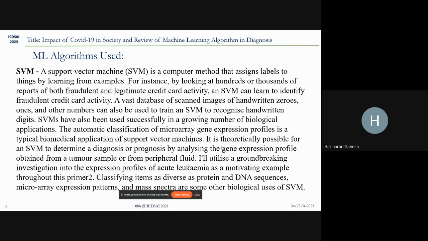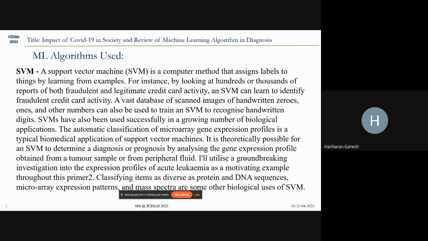The machine learning algorithms used in this, the first one, is SVM. A support vector machine is a computer method that assigns labels to things by learning from examples. Using multiple examples, it keeps learning and then it provides prediction data. For instance, by looking at hundreds of thousands of reports of both fraudulent and legitimate credit card activity, an SVM can learn to identify fraudulent credit card activity. Similar to this, in our COVID-19 patient's blood report, it could see whether the person is of high risk or of low risk. That's how we classify it using SVM.